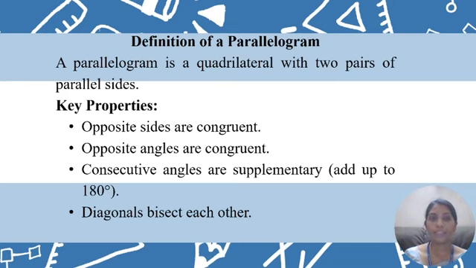So for that, we will see what a parallelogram is first. A parallelogram is a quadrilateral with two pairs of parallel sides. The opposite sides are congruent, and opposite angles are congruent. The consecutive angles are supplementary, and the diagonals bisect each other. So the quadrilateral with opposite sides parallel, opposite sides equal, and opposite angles equal, and diagonals that bisect each other. These are the properties of a parallelogram.